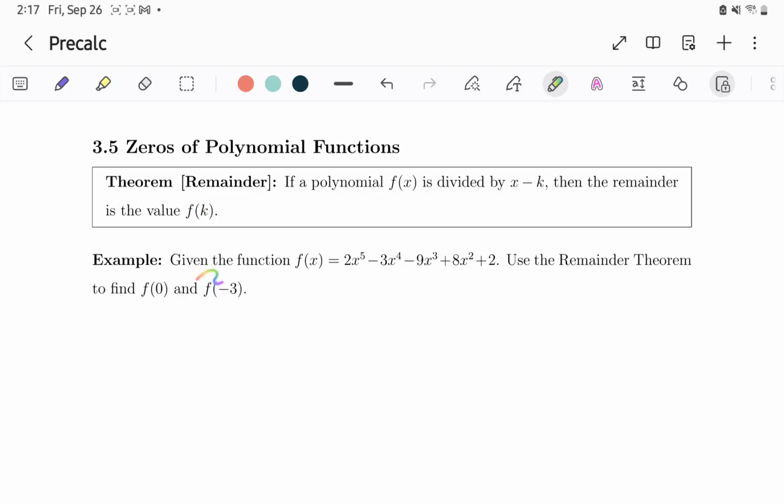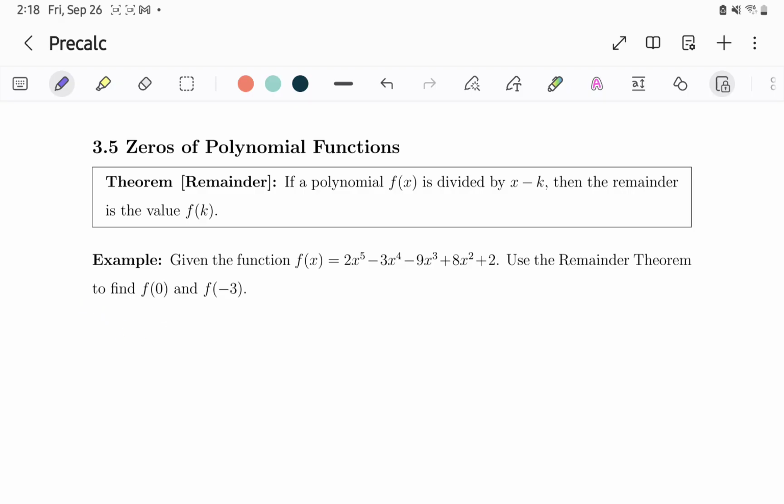And so let's look at an example here. Given the polynomial function f of x equals 2x to the 5 minus 3x to the 4 minus 9x cubed plus 8x squared plus 2, we want to use the remainder theorem to find f of 0 and f of negative 3.